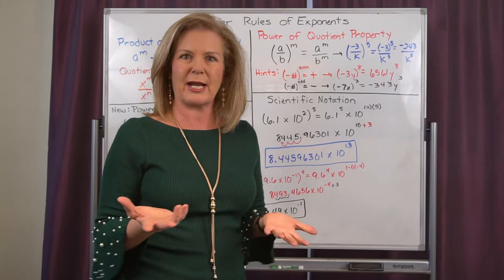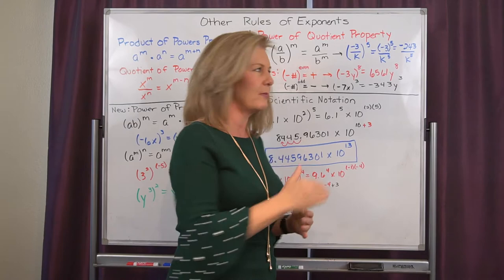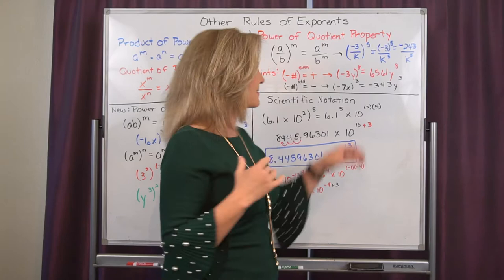If I had negative 3 divided by k in my parentheses raised to the fifth power, that means I have negative 3 to the fifth power divided by k to the fifth power. And I know a negative times a negative is a positive, times a negative is a negative, times a negative is a positive, times a negative is a negative. So I know that answer is going to be a negative.